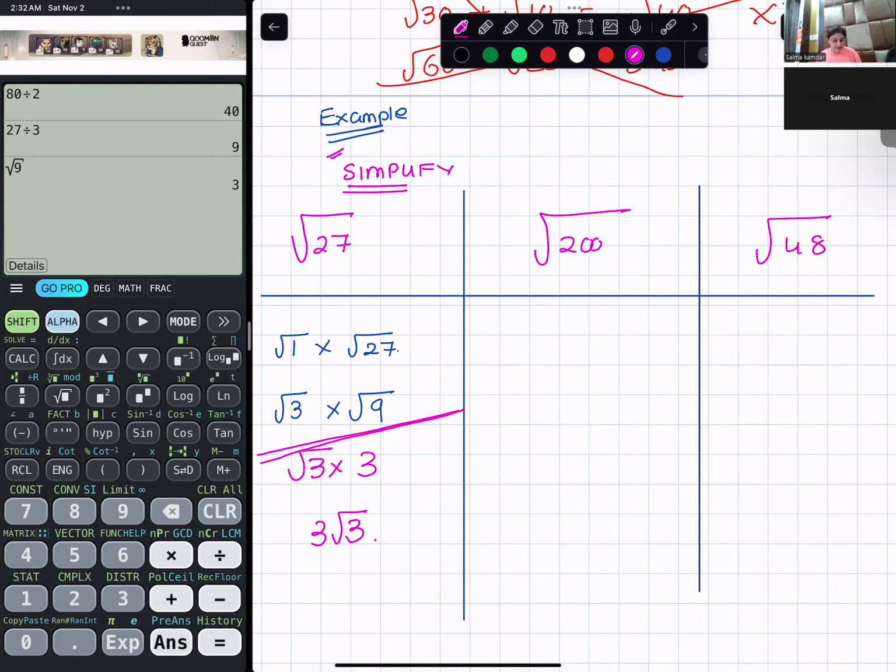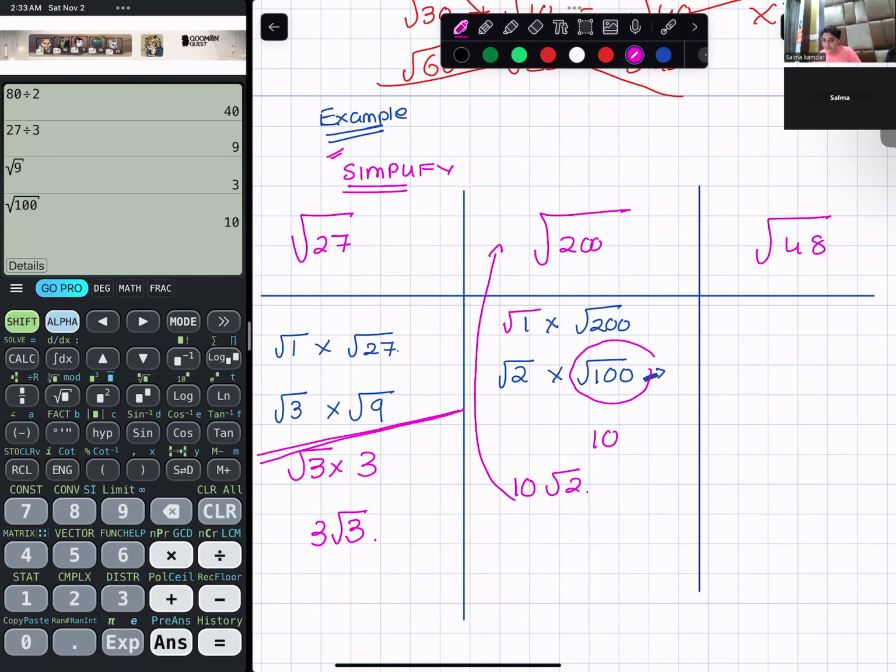You try over here, try the factor pairs of 200. I know root 1 into root 200, or 2 times 100 gives me 200. Now I can use this. I know 100 is a perfect square, or it is a square number. So root of 100 is nothing but 10. So 10 times root 2 is the simplification of this surd.